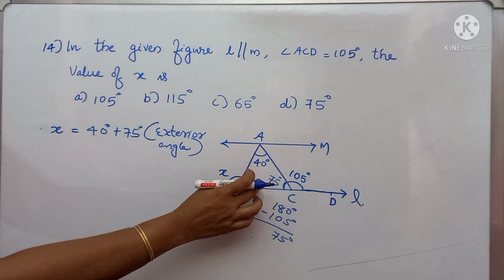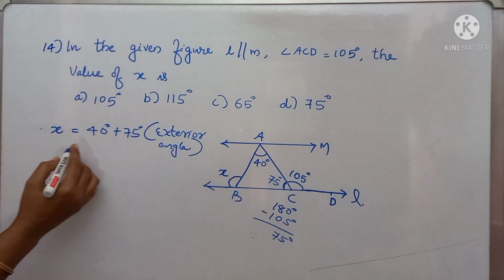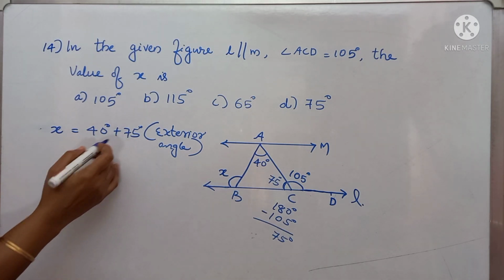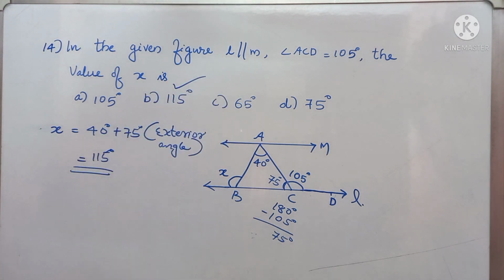Otherwise also we can find it as 180 minus (40 plus 75). But this is easy for us. So 40 plus 75 is equal to 115 degrees. So our answer is option B.